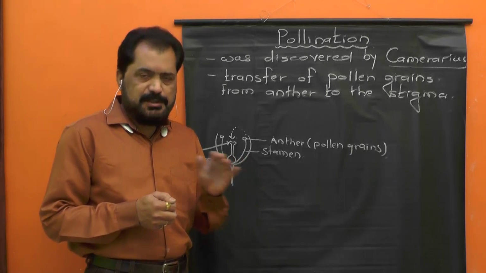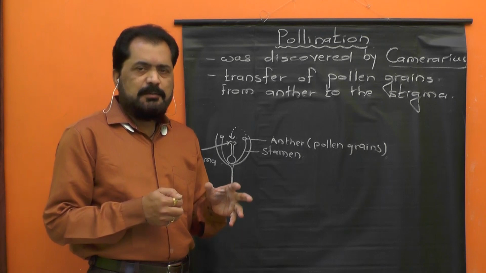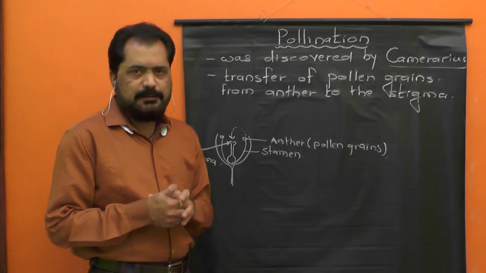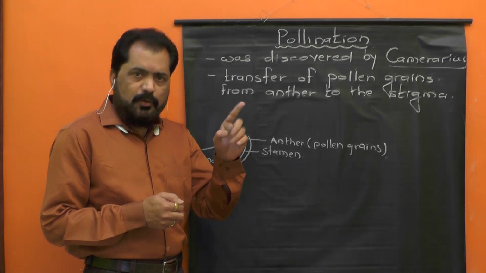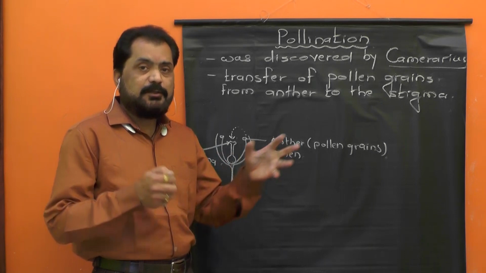Without pollination, fertilization is also not possible. How and why? We know that fertilization is nothing but the union of male gamete and female gamete. Now we have already studied that male gametes are produced in the pollen grain. Am I right? Male gametes are produced in the pollen grain and the female gamete is produced within the ovule. It means the male gamete and female gamete are produced at two different sites.